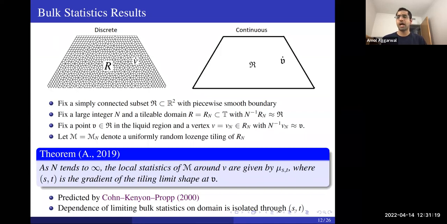I mean, there are infinitely many correlation functions, but at the end of the day, the dependence of these bulk statistics on the domain is isolated in two parameters. So you have this huge level of dimension reduction happening, which one often refers to as universality. That's why the title of the talk is universality. The set of domains is infinite dimensional, but at the end, all these local statistics will depend on the domain through just one or two parameters.